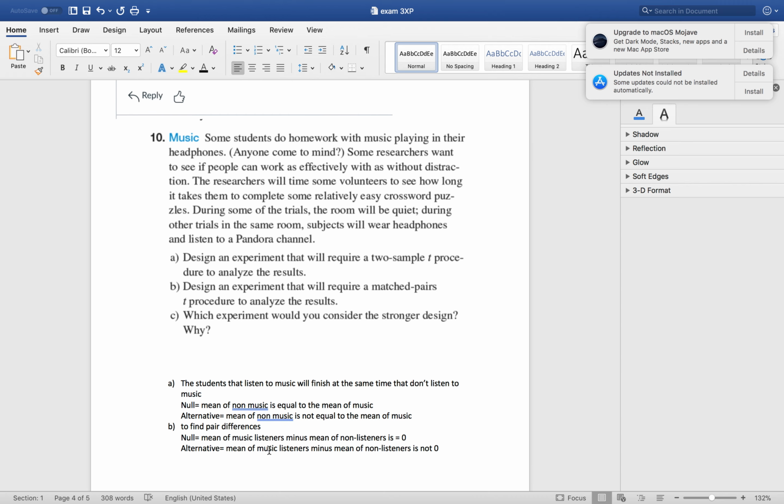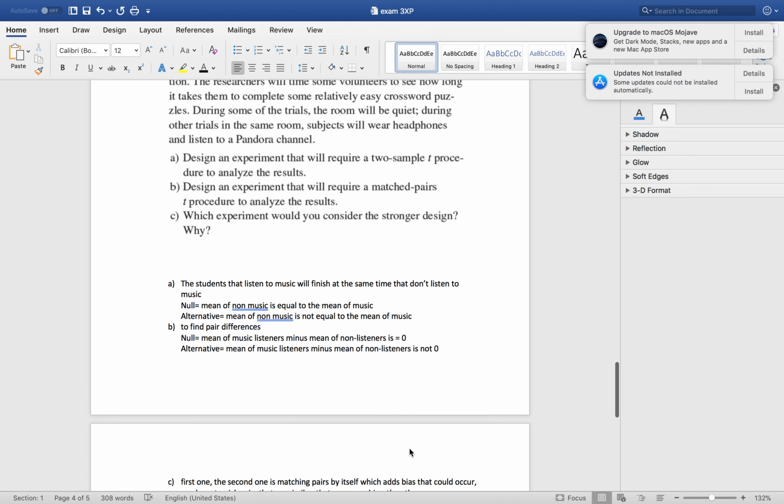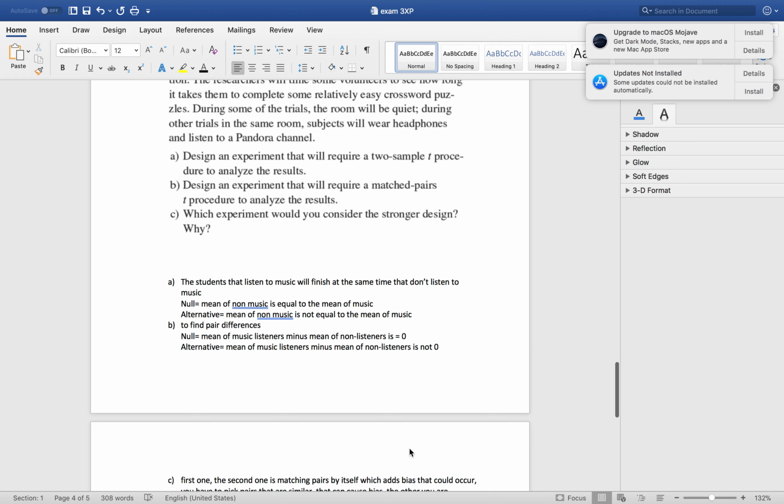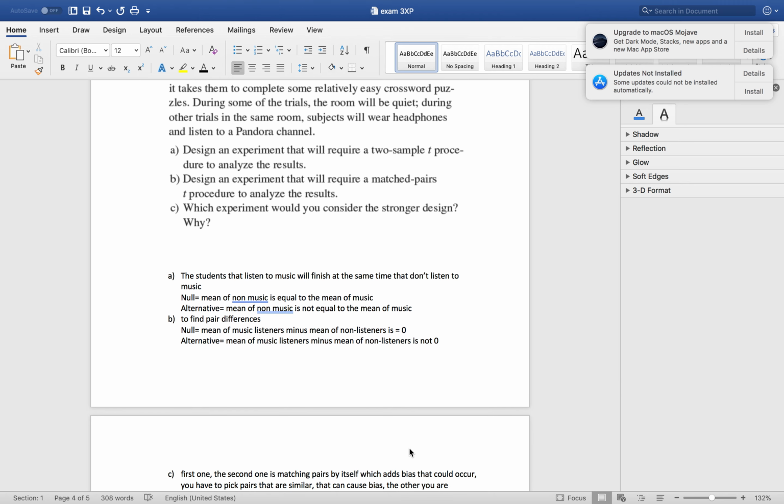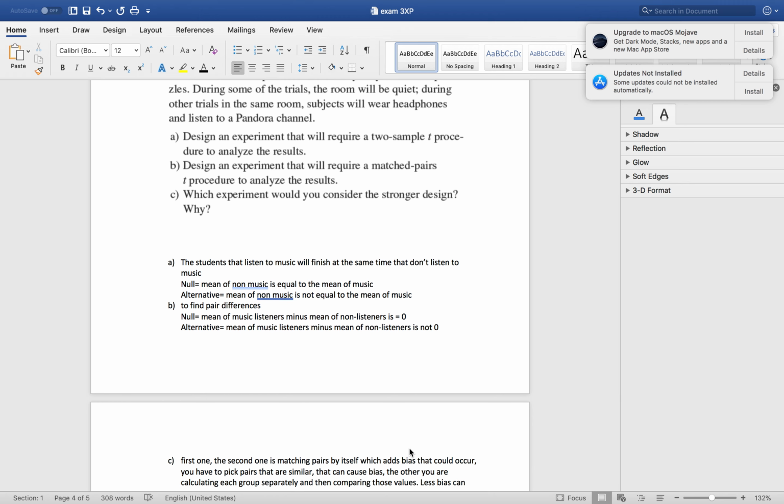The null would be the mean of music listeners minus the mean of non-listeners is equal to 0, meaning they would be perfectly the same. It would be 0. Okay, and then the alternative, the mean of the music listeners minus the mean of non-listeners is not 0. And that's just comparing both of them together. So if they were the same, then their mean difference would be 0, since it'd be the same thing if you subtracted both of them.